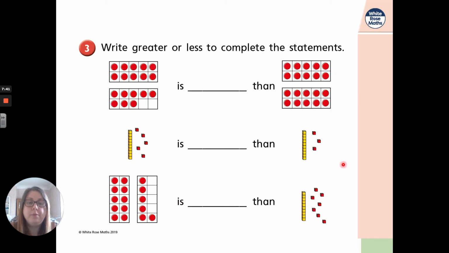So here's another one that you can have a go at. Greater than, less than, or equal to. Pause the video, off you go. So we know 18 is less than 20. We know 15 is greater than 13, and 16 is less than 17. Well done, Miss Creasy was working that out at the same time. Perfect if you did that.